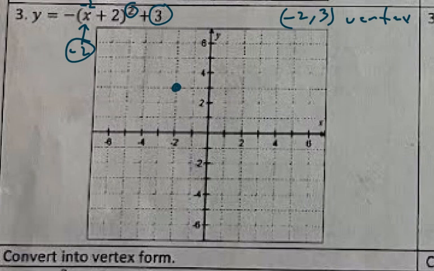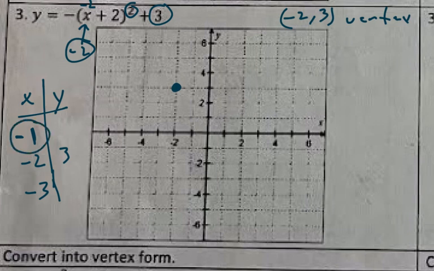And now what? Well, because it's a quadratic, I actually need to make a little table or think of it as such. I already know that -2, 3 is my vertex, and I need at least 1 point below and 1 point above it to get the left and right side of my vertex. So if I plug in -1, that's 1 more than -2, right, into here, I get this.